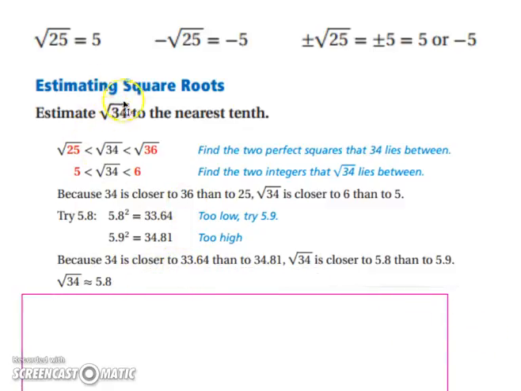When you take the square root of something, you might not know what the square root of 34 is off the top of your head, but you know your perfect squares like 25 and 36. So you know your number's got to be between 5 and 6. You know it's got to be closer to 6. And then when you did a little bit of math here, you know it's going to be closer to 5.8.